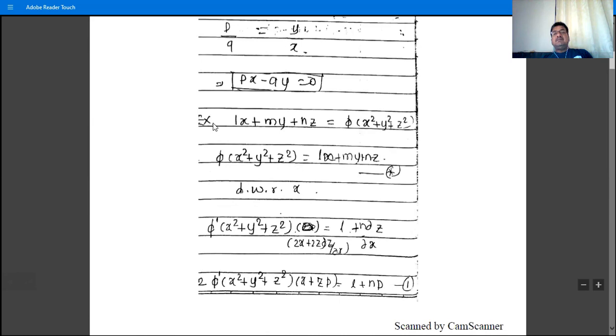Then next example, lx plus my plus nz is equal to phi of x square plus y square plus z square. Obviously, we have to eliminate this function phi to form the partial differential equation.